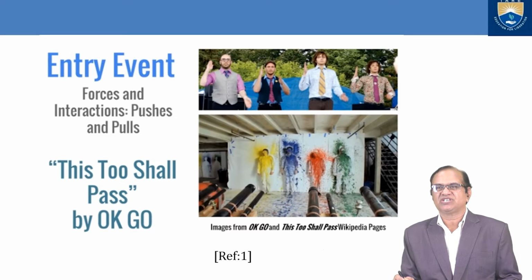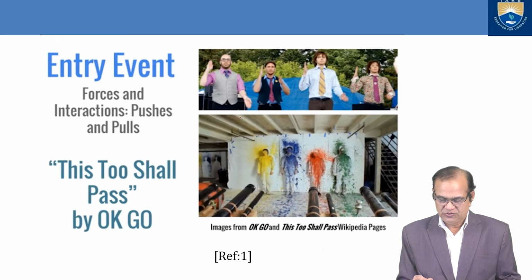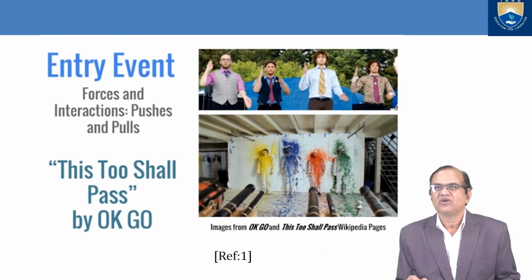These are the one batch, and this is a machine. This machine has some water guns. These guns will eject different colors. Here it is shown as yellow, blue, red, and green. They are throwing these colors, and you will feel some push or pull.